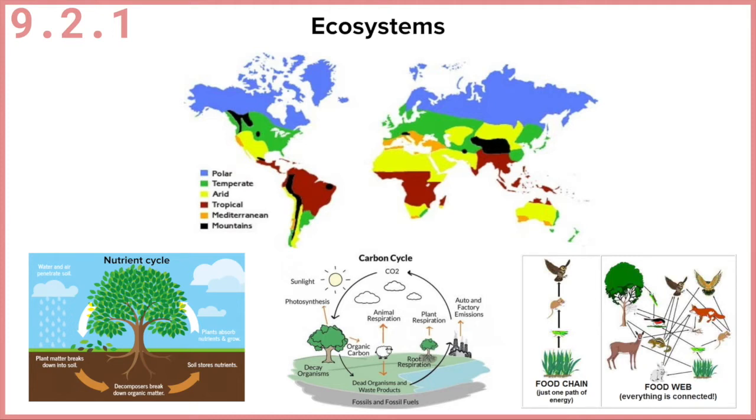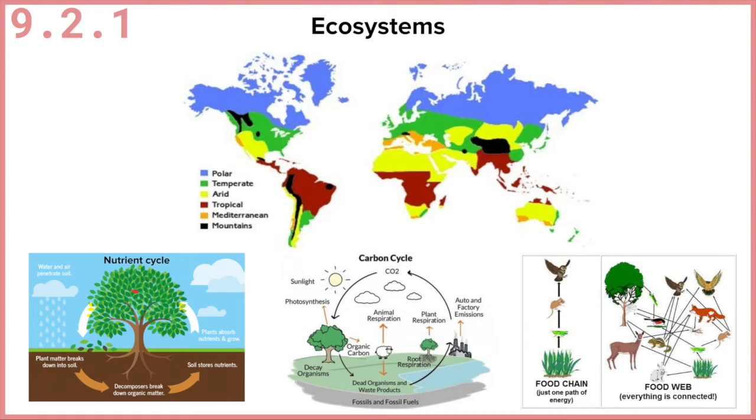There are a few different types of services and processes happening in every single ecosystem, and they'll all be very different depending on which ecosystem, which biome, we're looking at. But as a general rule, we will find the nutrient cycle, the carbon cycle, and food webs occurring in all of the biomes we're going to look at. The nutrient cycle looks at how nutrients circulate around that environment, around that biome.